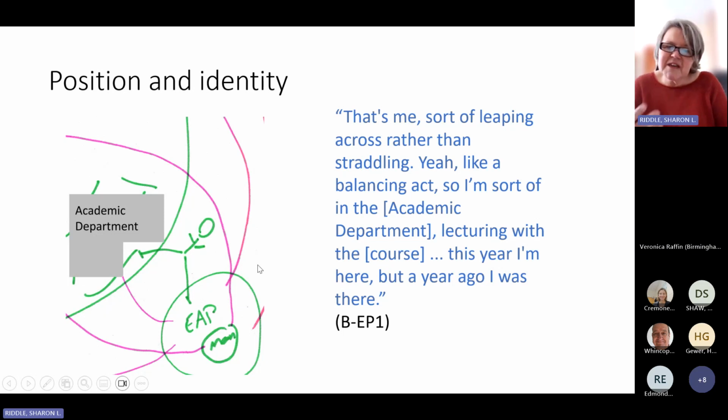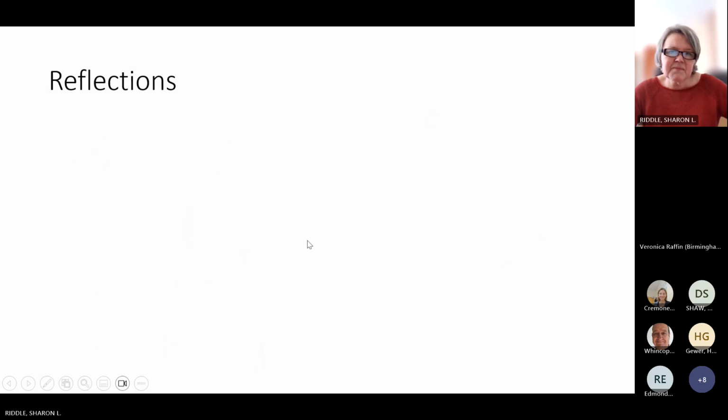So looking at your maps, you may find that some of these things resonate with you, and you may be able to see how close you are to the power, how your identity relates to EAP and different places, and what you can bring into EAP. So, some reflections. I'm aware that we've got 5 minutes left.